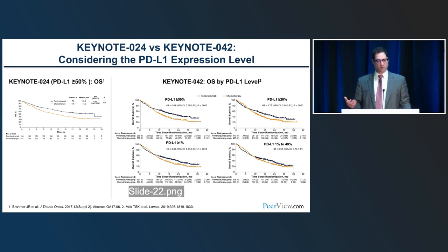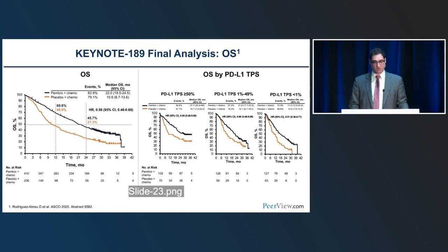So then there was the KEYNOTE-42 study that said, well, let's take PD-L1 positive defined as 1% or more, not just the PD-L1 high group. And that also was overall a positive study, but as you can see in the Kaplan-Meier curves broken down by PD-L1 immunohistochemistry, the greatest magnitude of benefit was the 50% or more, just highlighting how that PD-L1 high subgroup is a special subgroup that has high response rates and improved progression-free survival and overall survival to single-agent immunotherapy compared to chemotherapy.